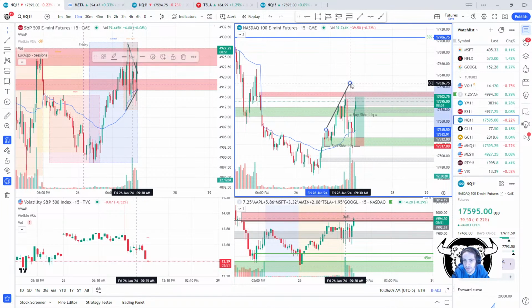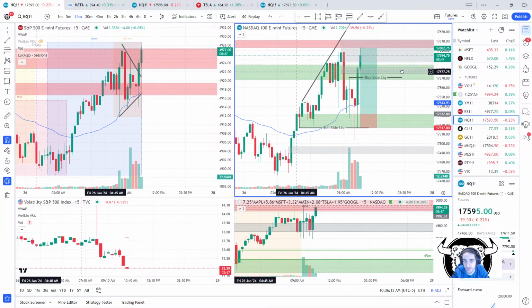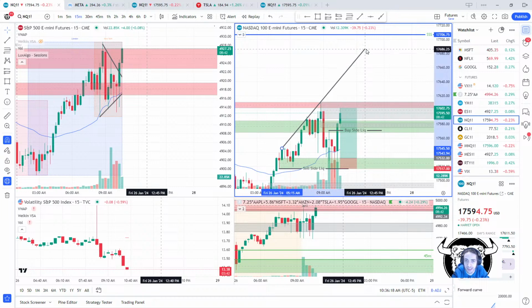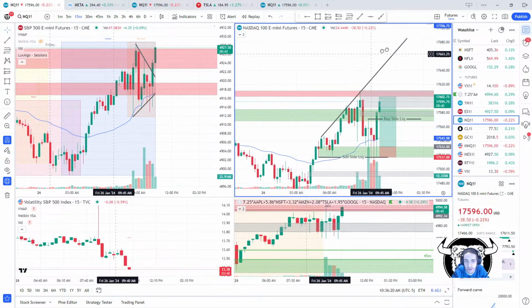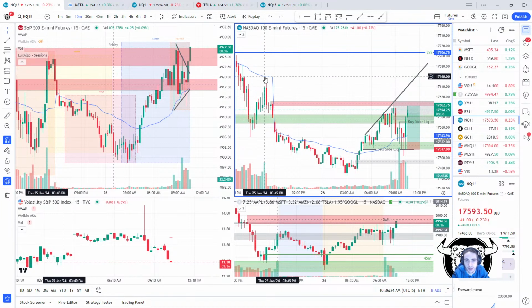But we do have potentially, I mean, Goto said a megaphone before, but that would be a huge megaphone. I don't know if I would. Ah, I don't know. Yeah, where's buy side, sell side liquidity? Let's see where things are at. Up here.